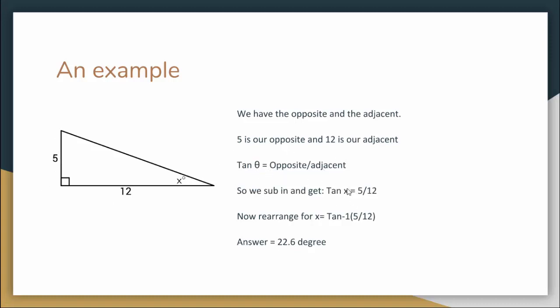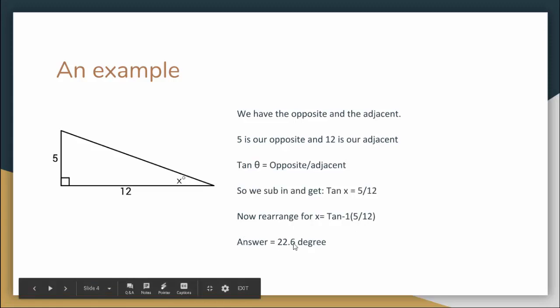Now we sub in the values that we have. So tan x is what we're trying to find out, 5 is here, 12 is here. Now we rearrange for x, so you want to use tan minus 1, which is the inverse of tan, of 5 over 12, and you should get 22.6 degrees to 1 decimal place.